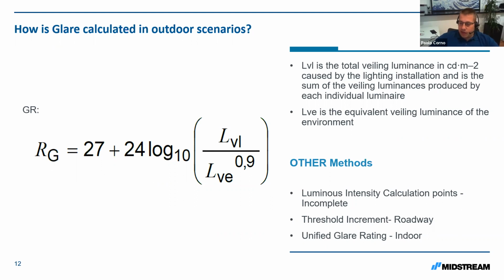Then there's the threshold increment, or TI, which is expressed in percentage. That is a parameter used in roadway lighting, which is based on a very similar concept to the GR, but it's all based on the idea of having an obstacle, I think it's 85 meters away from you on the road. Anyway, it takes into account different parameters. And then the last one is the UGR, the Unified Glare Rating, which is often confused with GR, but that is actually a standardized calculation method, which is only applicable to indoor environments. So it's not something we'll be looking at.